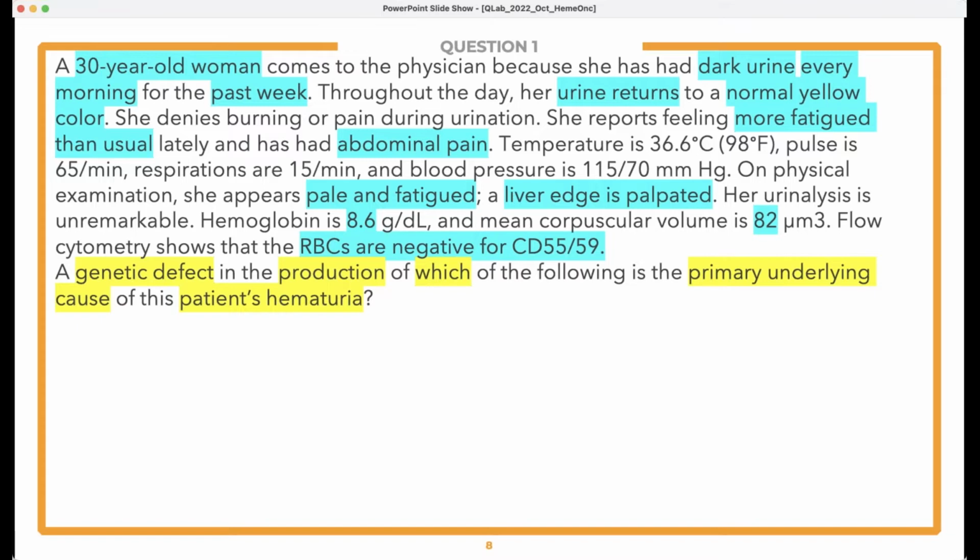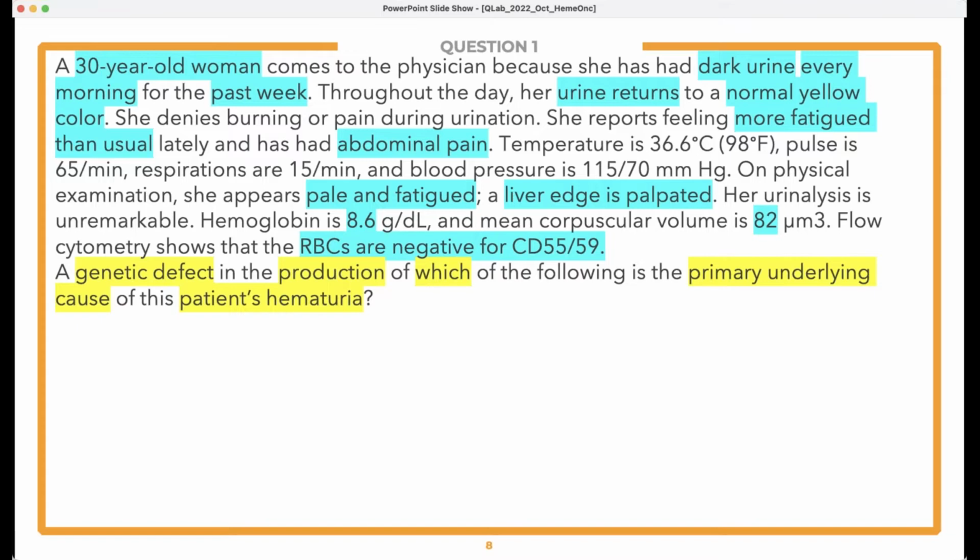Now, through this vignette, we can see that there are some other signs and symptoms this patient has: fatigue, abdominal pain, and obviously some abnormal physical exam findings that you do not want to miss. You can see there that they give us some lab findings and some flow cytometry findings. Whenever they give you a unique test like that, you want to ask yourself, why are they giving this to me? What does this mean? And then we'll tie it all together with those presenting signs and symptoms, okay?